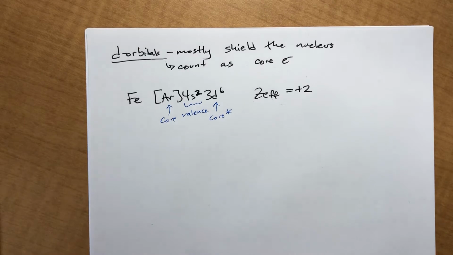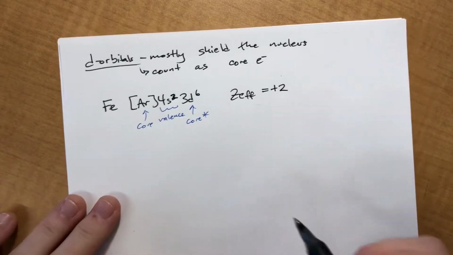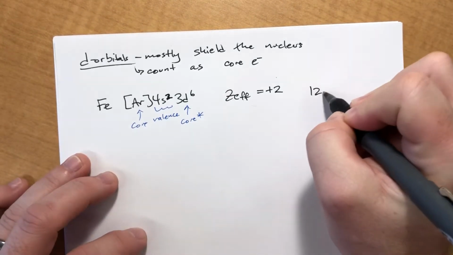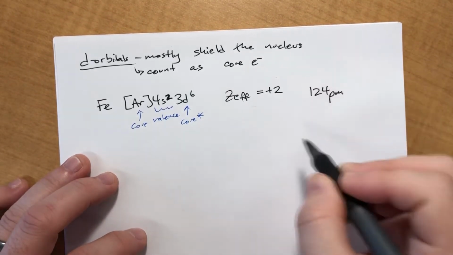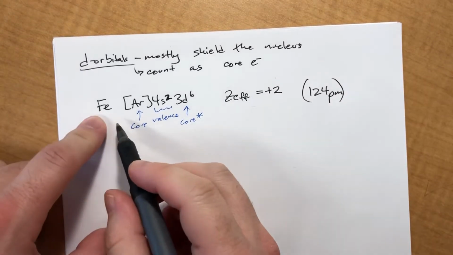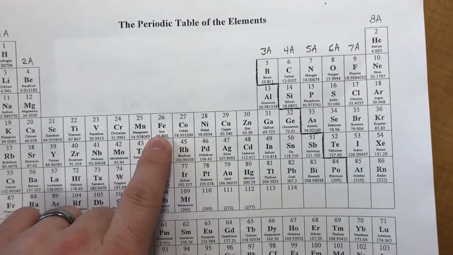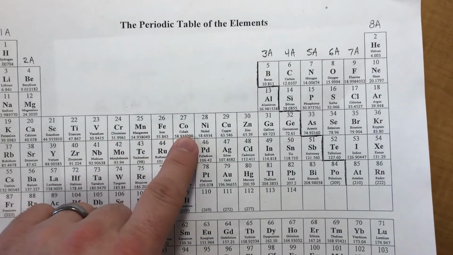Okay. And it turns out that, I actually have the number over here, the actual size of this atom is 124 picometers. Okay, that's how big an iron atom is, or that's how big its atomic radius is. But if we compare this to something like cobalt, which is the next element over, so iron's right in the middle of the d block, cobalt's the next element.